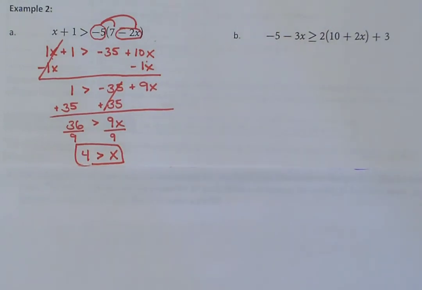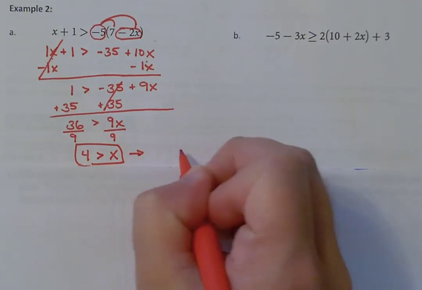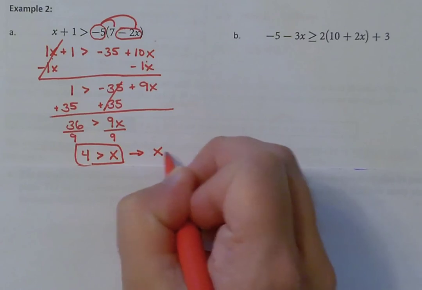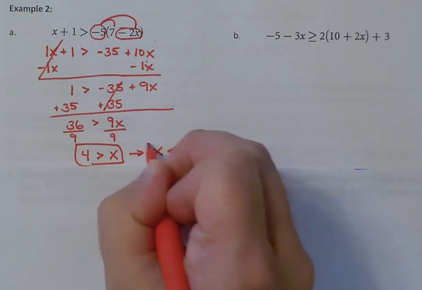Now, sometimes the homework site or some teachers prefer to have x in front. So to do that, we just flip everything around. So it would be x, and then instead of greater than, it's less than 4.